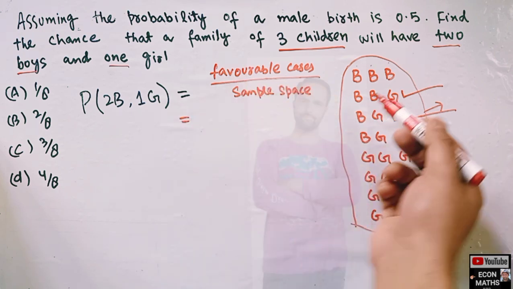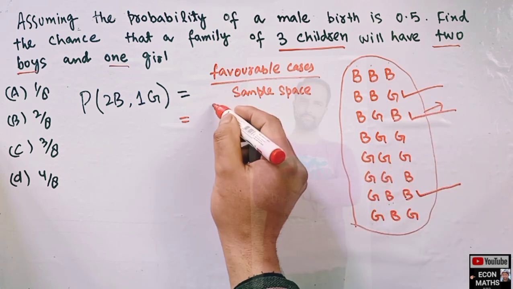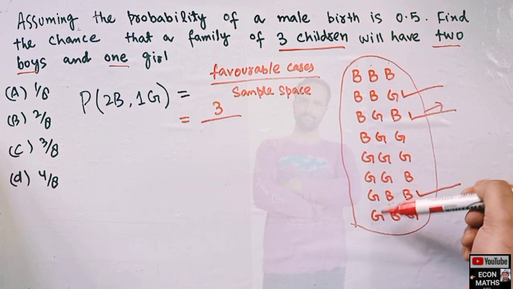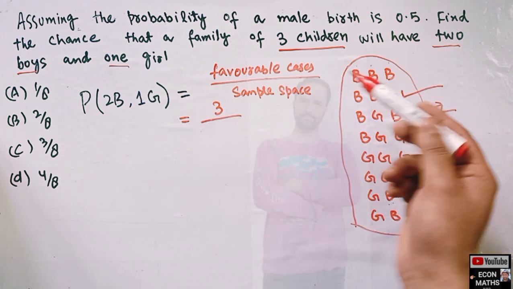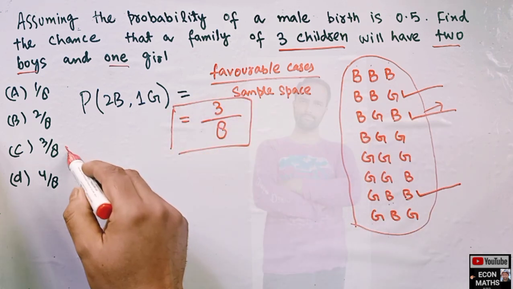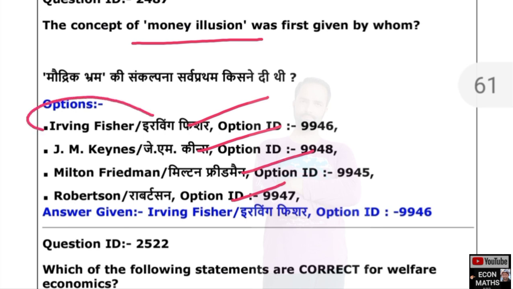Okay, so number of favorable outcomes are 1, 2 and 3, so we can write here 3. And number of combinations we have here 1, 2, 3, 4, 5, 6, 7, 8. So the correct option should be 3 upon 8, this option. Next question is, the concept of money illusion was first given by Irving Fisher, James Keynes, Milton Friedman, or Robertson. Originally, this money illusion concept was given by Irving Fisher. The correct option should be this Irving Fisher.